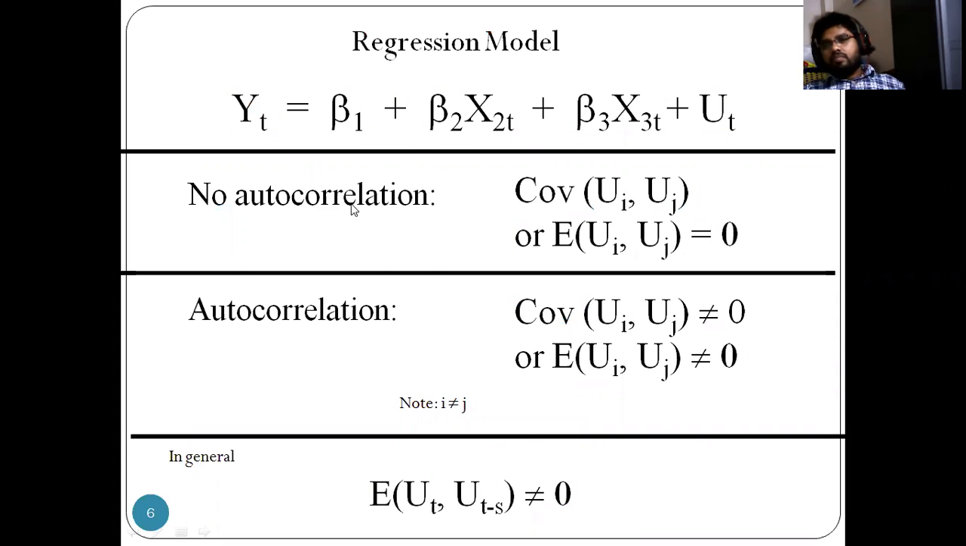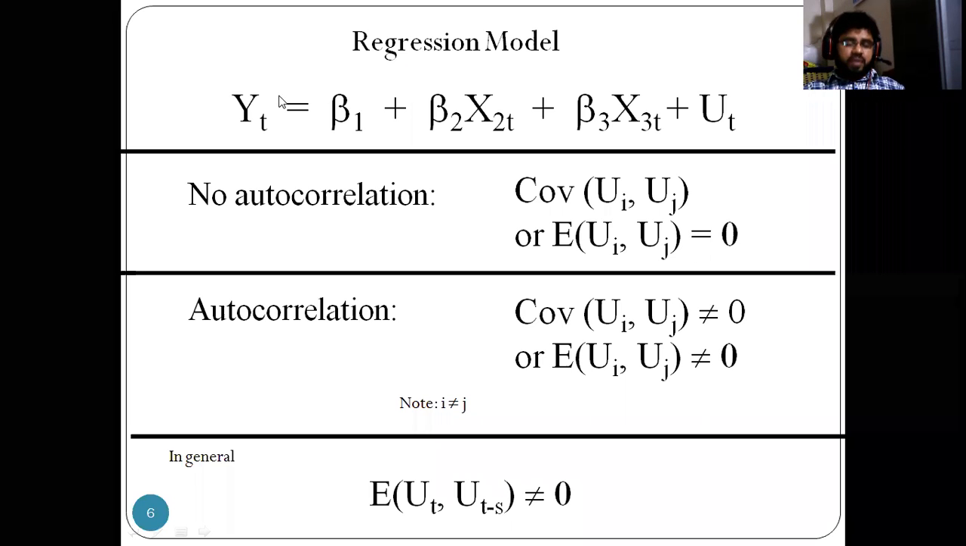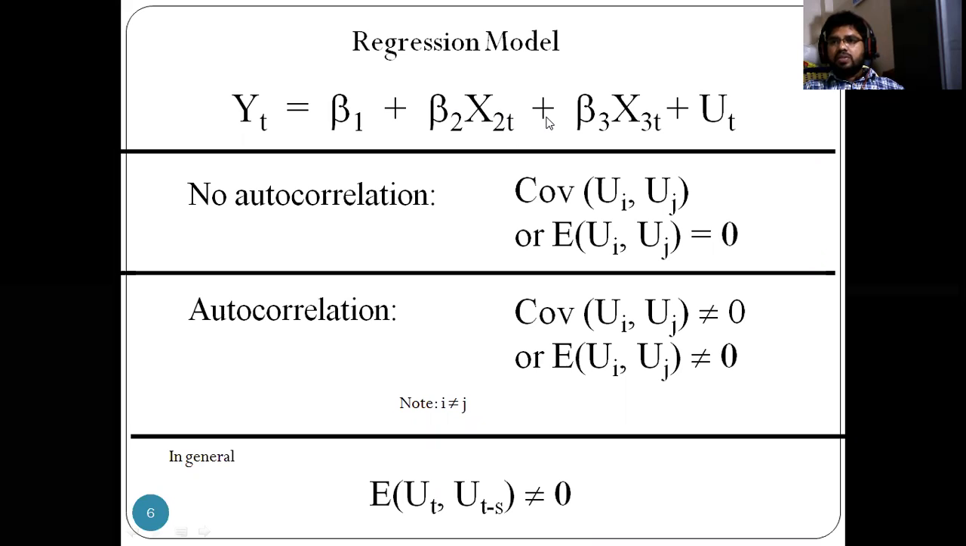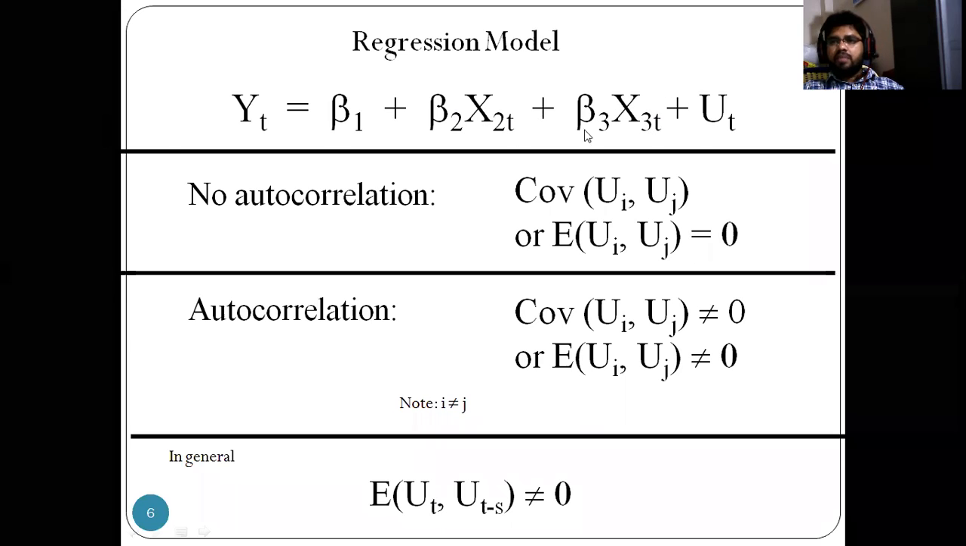Now, when you use a regression model, generally we can write it like this, the multiple regression: yt is equal to beta 1 plus beta 2 x2t plus beta 3 x3t plus ut. This is a multiple regression.